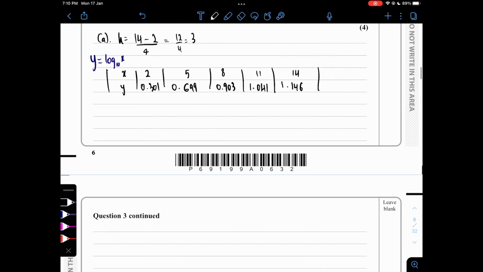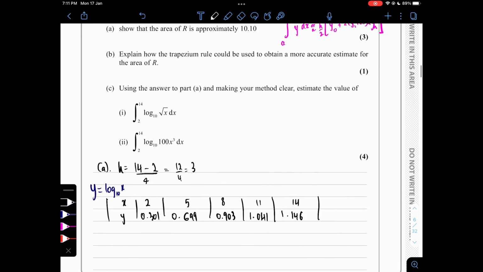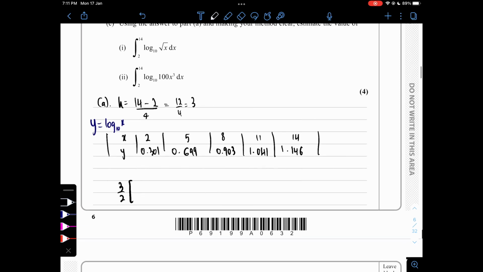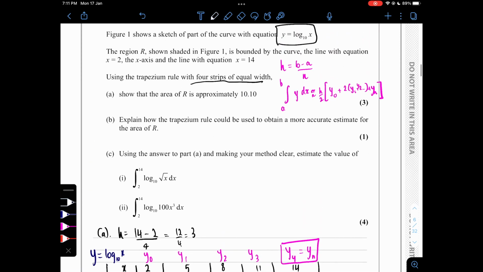Let's work out the area of R. So the formula was what? h over 2, right? So let's do that. h over 2 is what? 3 over 2. So what's the initial value? Which is the y0, which is this one, right? This is our y0, y1, y2, y3, and this would be our y4, the last value. Okay, so those are the corresponding values from here.